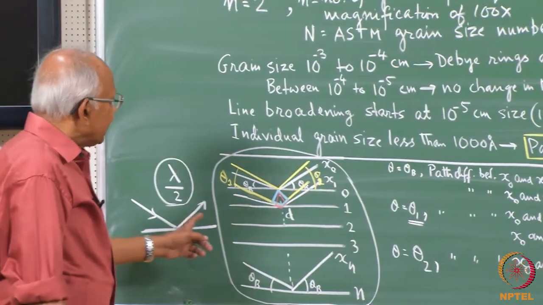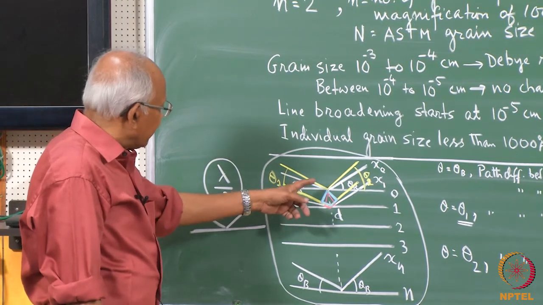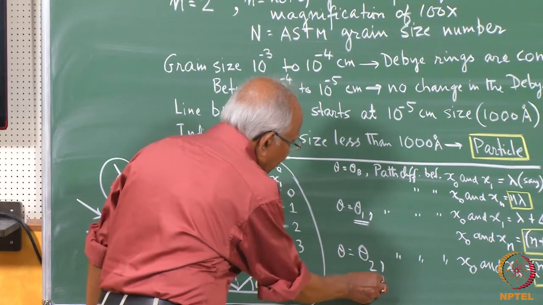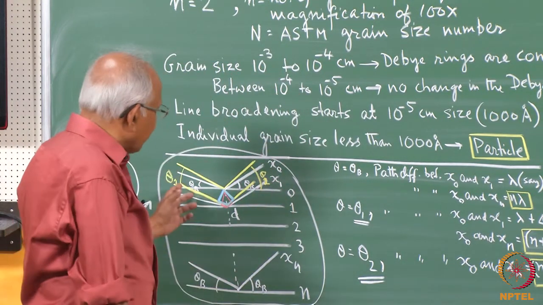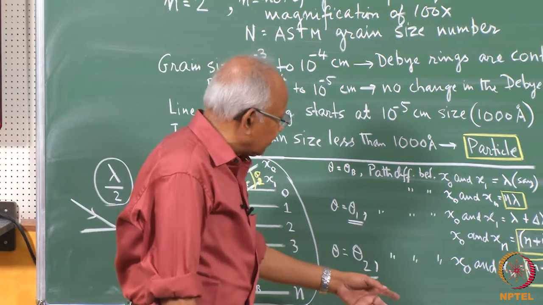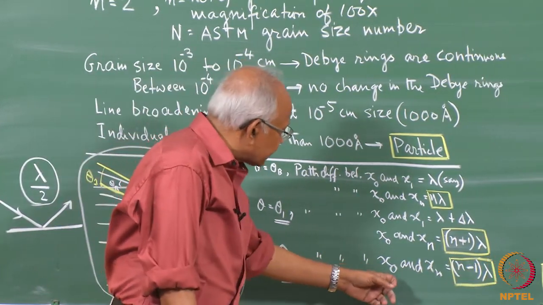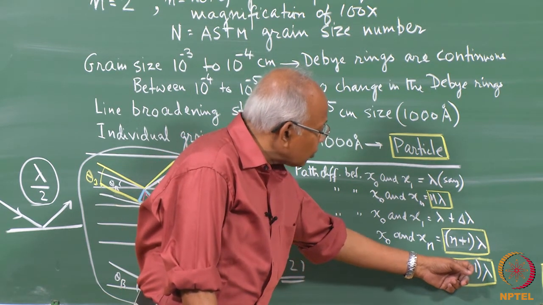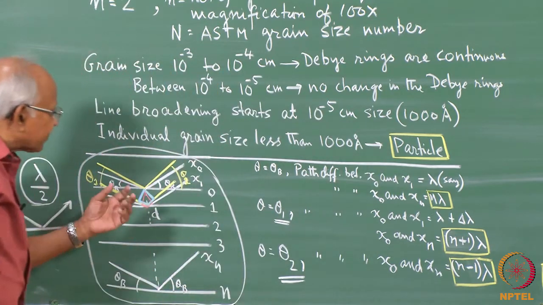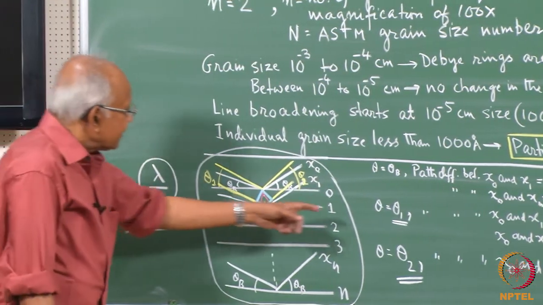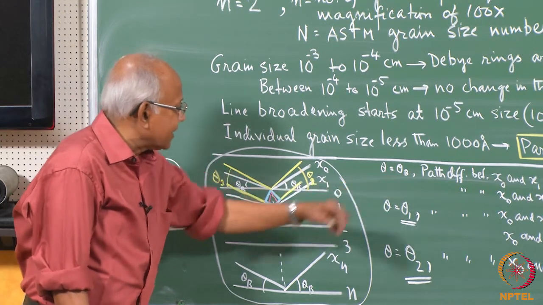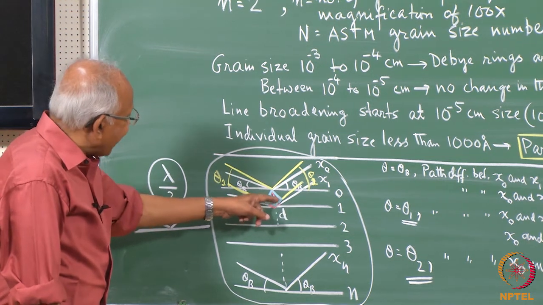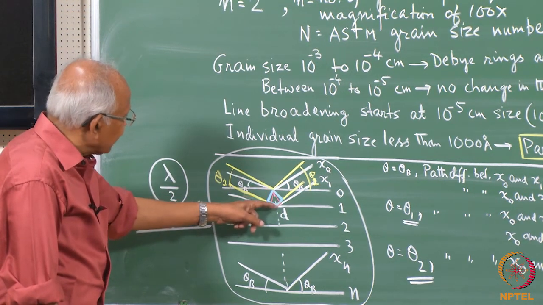In a similar way, if we decrease the angle of incidence from theta b to say theta 2, where theta 2 is just slightly away from theta b, then we will have a similar situation: the path difference between x0 and xn will again be equal to n minus 1 lambda, because here the path difference will be shorter. When theta 1 is larger than theta b, then the path difference between the two rays will be somewhat larger as compared to when it is theta b.